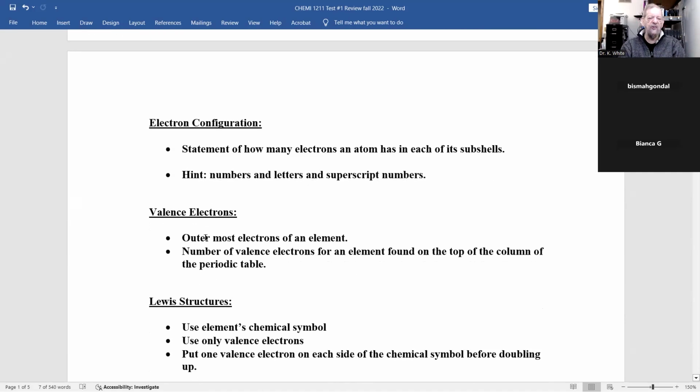Now, one of the things you should know how to do, hint, is draw the electron configuration for certain elements. And I'll never ask you on a test, what is the electron configuration? But you should know how to do that. And hint, it deals with numbers, letters, and then superscript, that means above, higher numbers. So let's take a look at one of these.